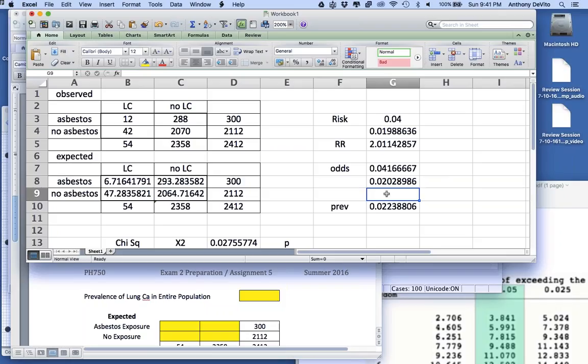Okay, so my odds ratio, and again, this is another situation where if there was no association between asbestos and lung cancer, we would expect the odds ratio to be equal to 1. So it's equal to this number over this number, and it's equal to 2.05. Very similar to relative risk, but it's a slightly different angle at looking at how to express the difference in risk for these two groups.